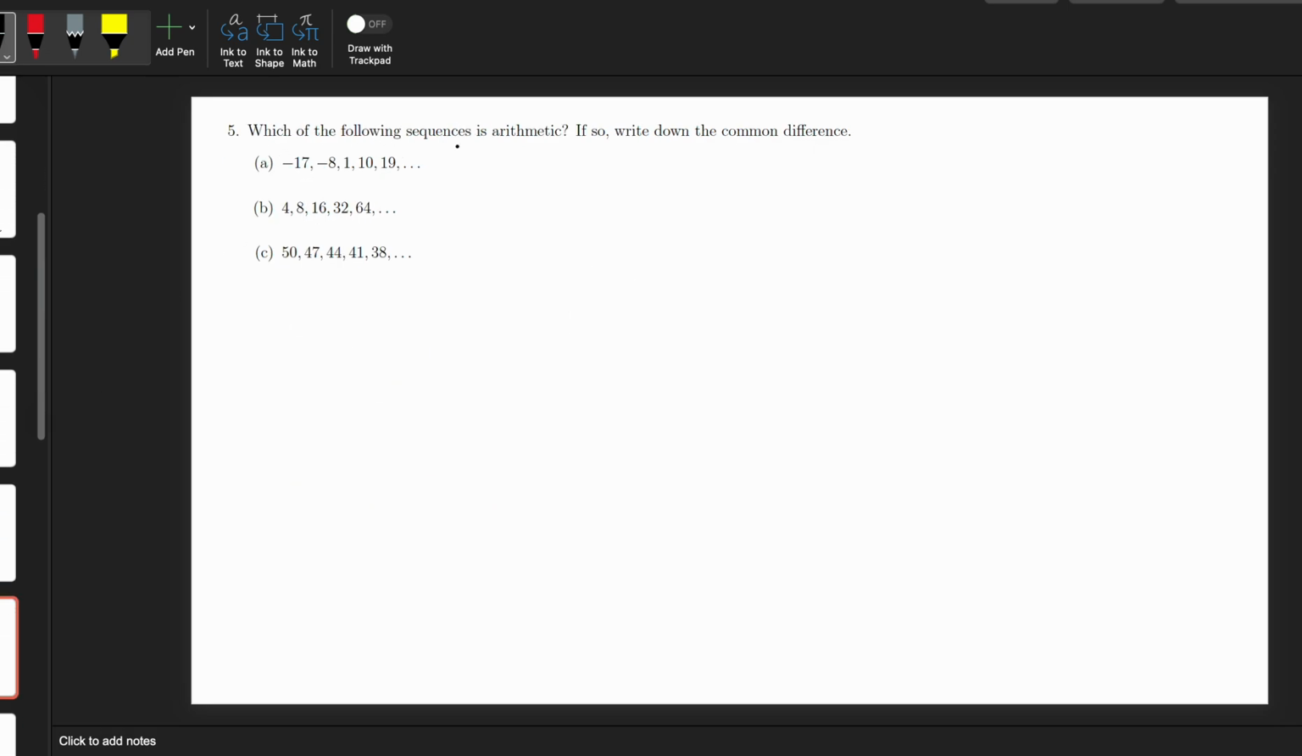Okay. Which of the following sequences is arithmetic? If they are arithmetic, write down the common difference. Okay, let's see. From minus 17 to minus 8, I add 9. And then from minus 8 to 1, I add 9. From 1 to 10, I add 9. And from 10 to 19, I add 9. So this is an arithmetic sequence. I'm adding a constant number each time. So A is arithmetic.